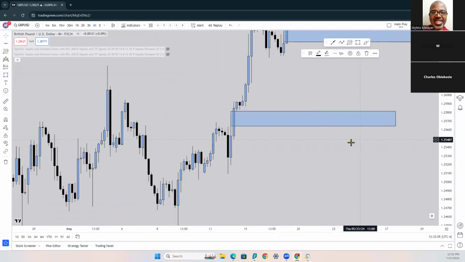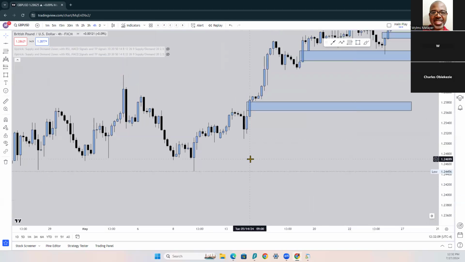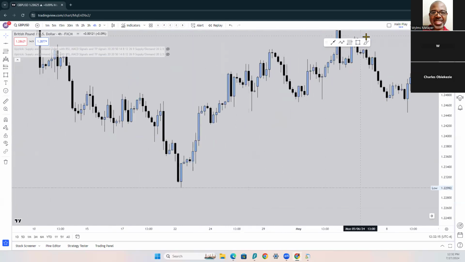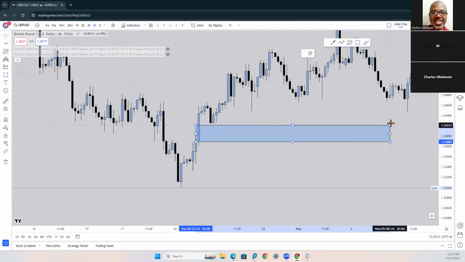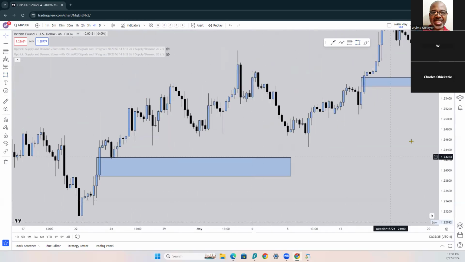It's got to come back and fill the gaps eventually. We don't know when that's going to happen. But that's a lot of gaps here that it needs to fill. Okay. So if you can anticipate these gaps, you can trade according to where the gaps are. All right, so look for gaps.